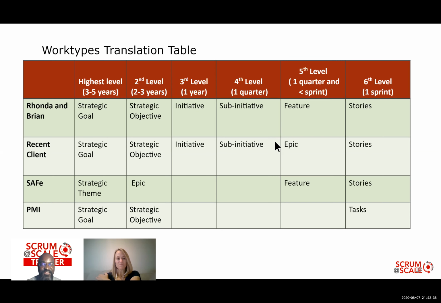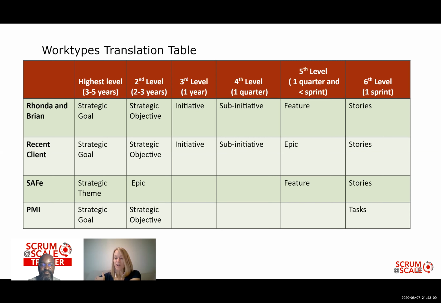But what are your thoughts on this, Rhonda? Yeah, and you can see that second line there is a client that you and I worked with recently, Brian, where at that fifth level, instead of calling it feature, they chose to call it epic. And that is completely fine. I don't think you want to get caught up in what the name is, but that the decomposition is happening, and that it is clear on the definition of each of those levels.